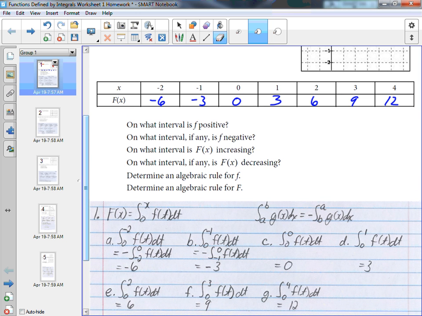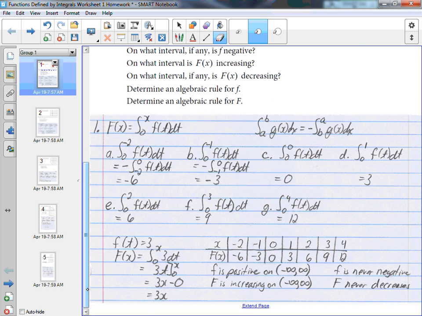Okay. Now they ask us some questions. They say, on what interval is f positive? Little f positive. Well, little f is a constant function, isn't it? So when is it positive? Always. So I wrote this. f is positive on the interval from -infinity to infinity. Then they said, on what interval, if any, is f negative? It's not. So I wrote f is never negative.